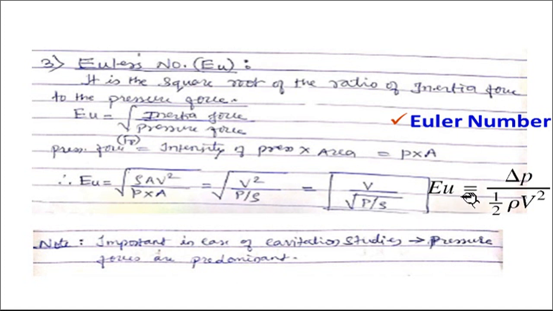Also there is another formula of Euler's number, that is delta p upon 1/2 rho V squared. So both of these two formulae are correct as far as Euler's number is concerned. Both are right. Euler's number is important in the studies of cavitation, where pressure forces are predominant, and those are important in such situations.